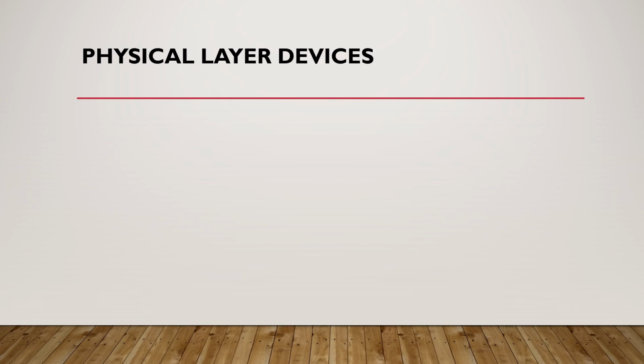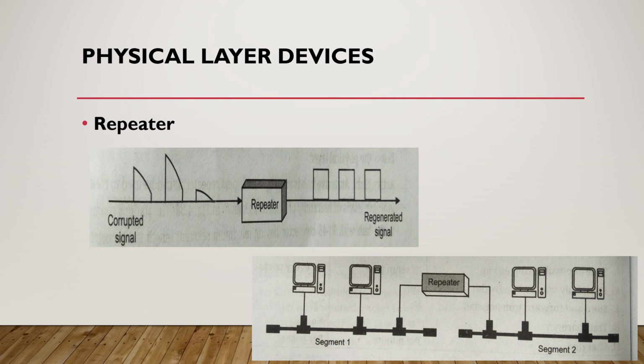Then there are some of the physical layer devices. First device is repeater. These two diagrams represent basic functionality which is performed by repeater at physical layer. The repeater operates at physical layer.